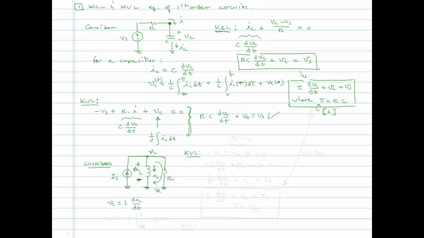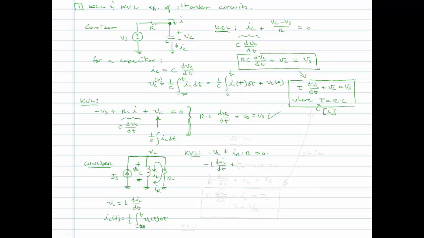Or we could put the integral form as IL of t is equal to 1 over L integral of VL from minus infinity to time t. So KVL going around there, we'll have minus VL plus IR times R is equal to 0. And we can replace minus VL with minus L dIL dt.